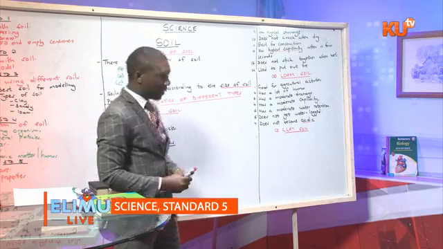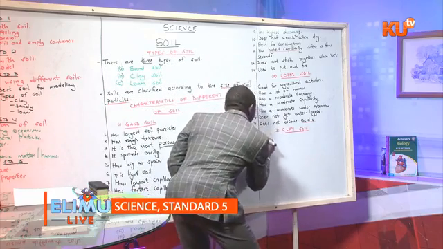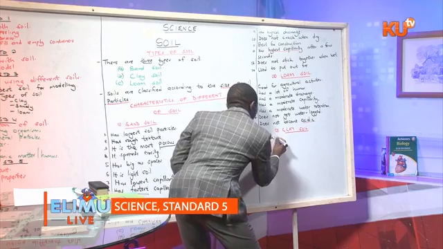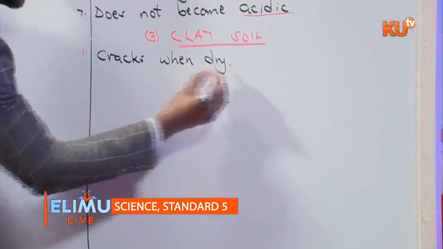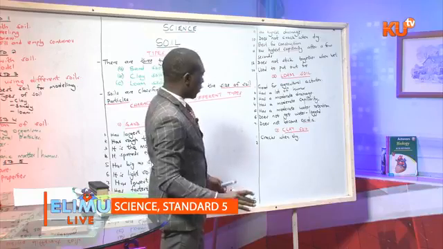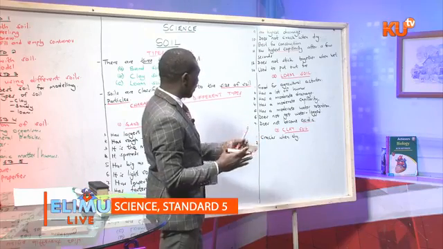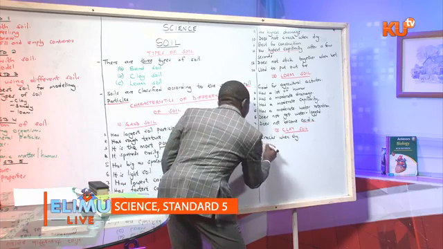So the first characteristic of this type of soil called clay soil is that it cracks when dry. When it is dry, it always cracks. It is the best soil for making a model, but when you have made a model, after some time, what does it do? It cracks. Number two, it has fine texture.